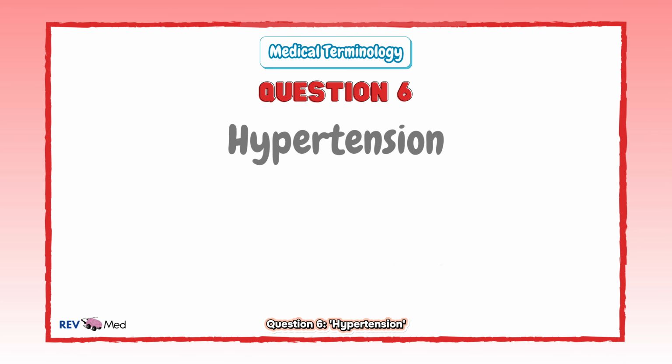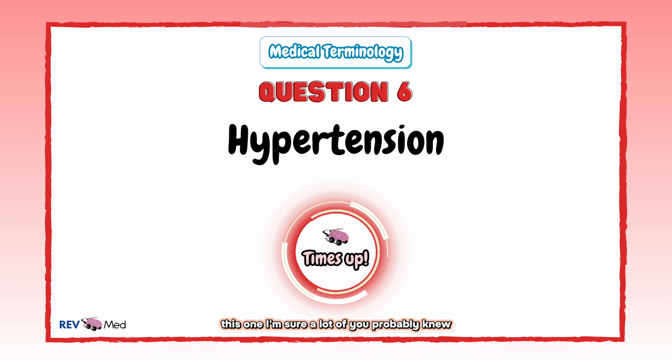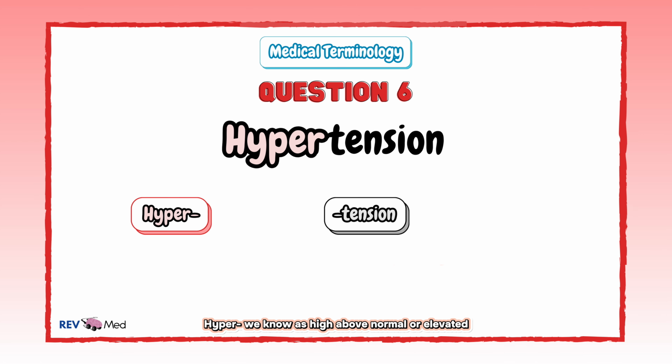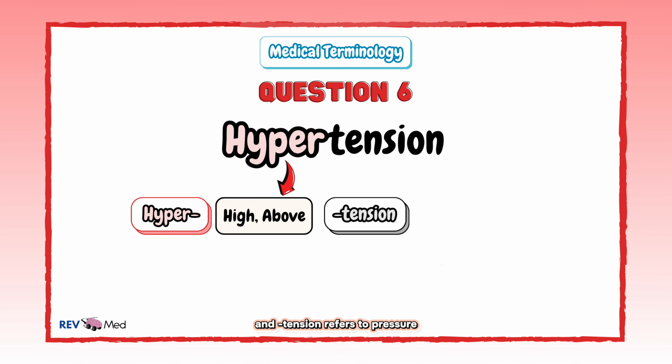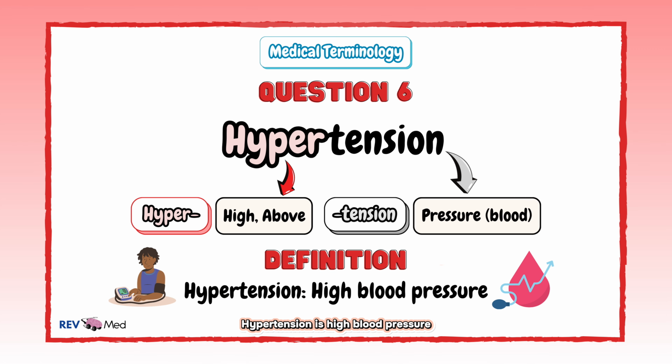Question 6. Hypertension. This one I'm sure a lot of you probably knew. Hyper we know as high, above normal, or elevated, and tension refers to pressure, specifically pressure of the blood. Hypertension is high blood pressure.